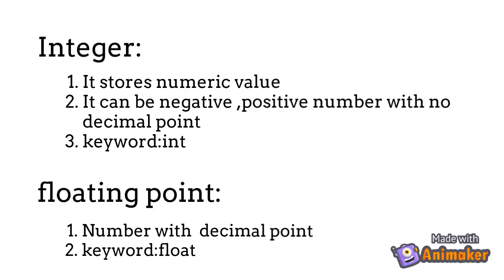The next data type that we are seeing here is floating point numbers. A number with a decimal point is nothing but a floating point number. The keyword used here is float to represent floating point numbers in the Python IDE. So let's learn about integers and floating points in detail in Jupyter Notebook.